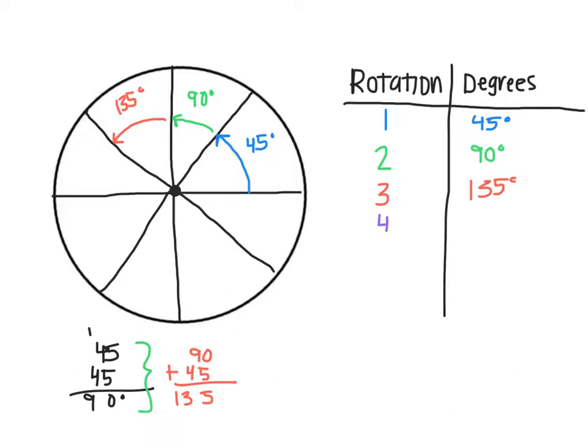Moving on to our fourth rotation. So we keep going around this circle, another 45 degrees. So I take 135 degrees, add on another 45 degrees. 5 plus 5 is 10. 3 plus 4 is 7, plus 1 is 8. And bring down my 180 degrees. And this makes sense, right? Because we are at a straight line now. And we already know that a straight line is 180 degrees. All right, so we're going to keep going.